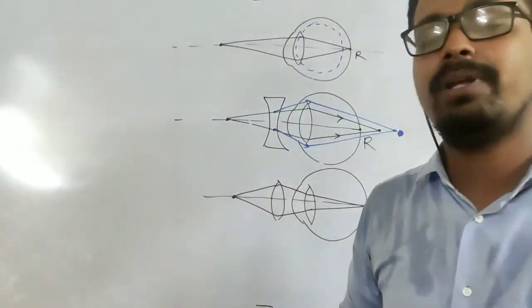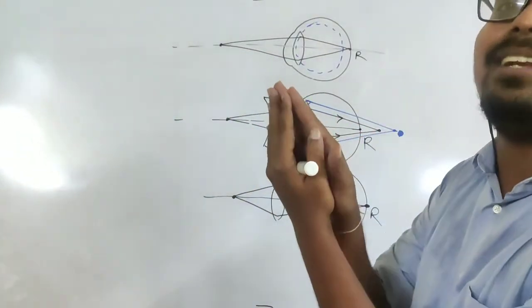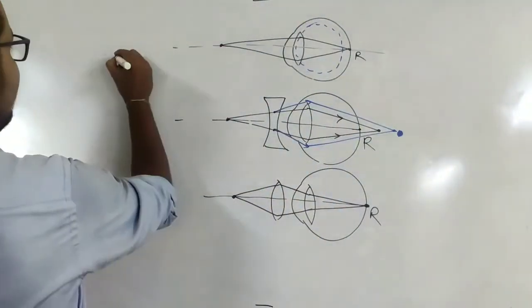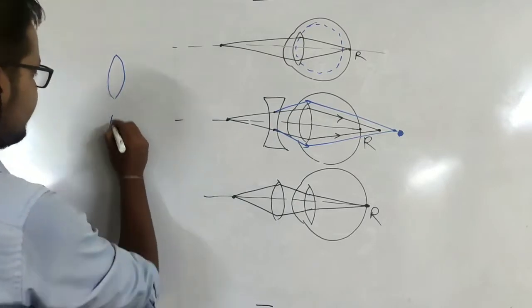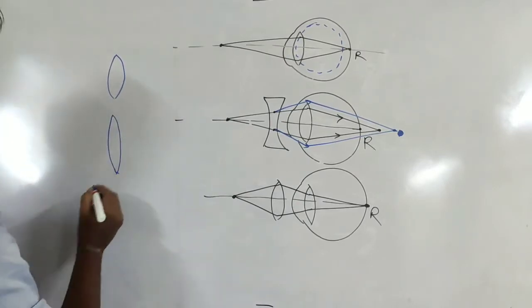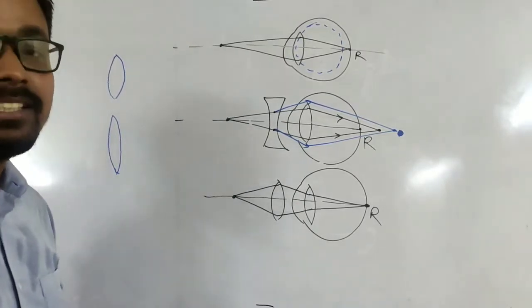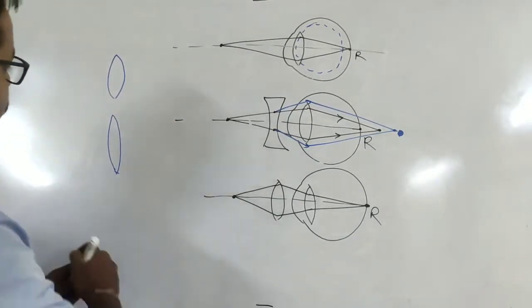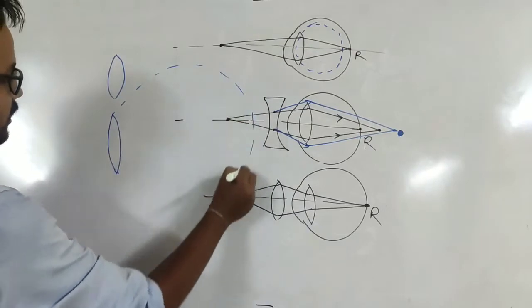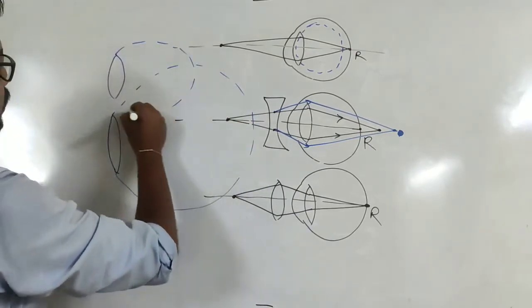In this case, what will happen? The lens will become too thin. Thinning of the lens means earlier it was like this, a normal lens. Now it has become very thin. It becomes thin, its curvature becomes very less. Means from this position it will become like this. So as a result, what will happen? This will be a part of a bigger circle. This will be a part of a smaller circle.